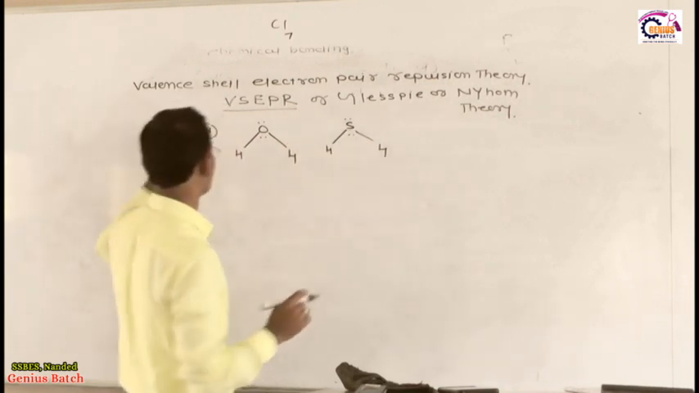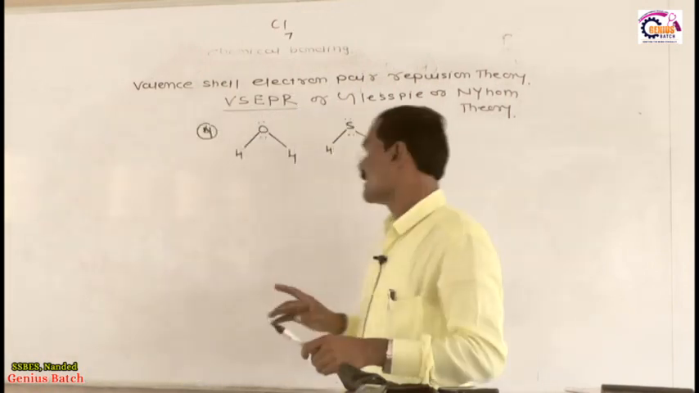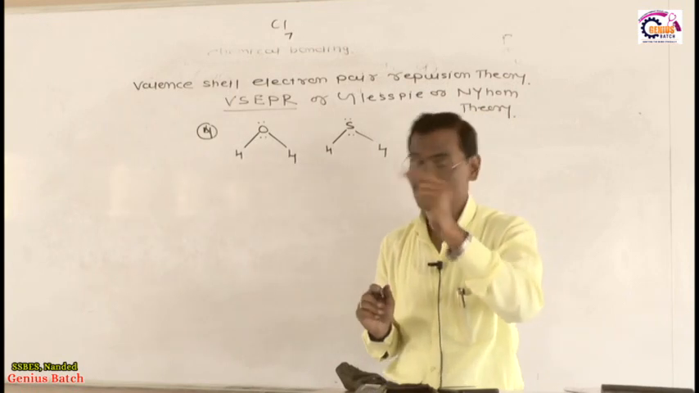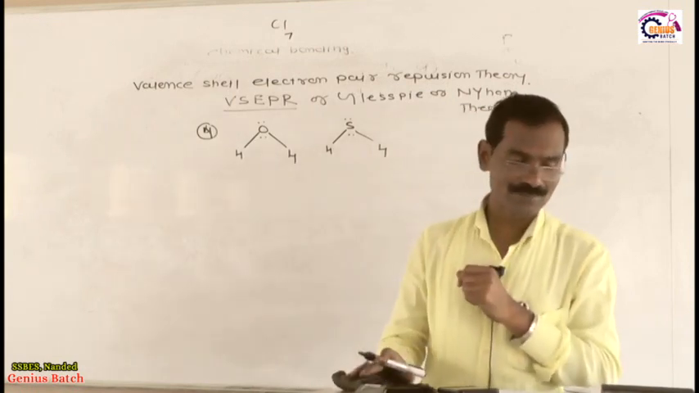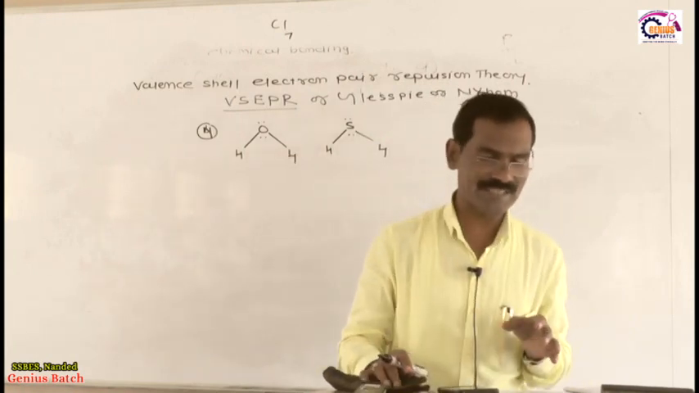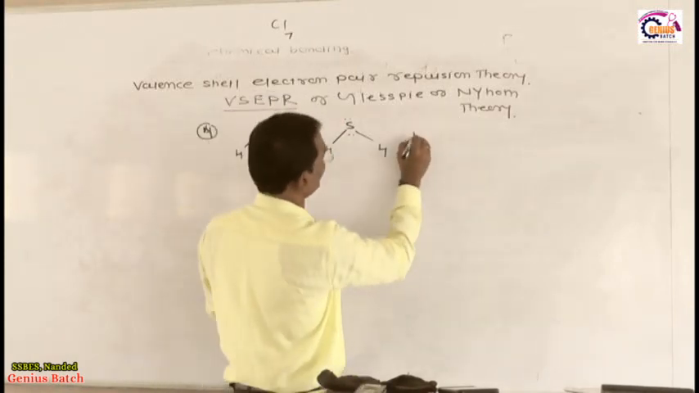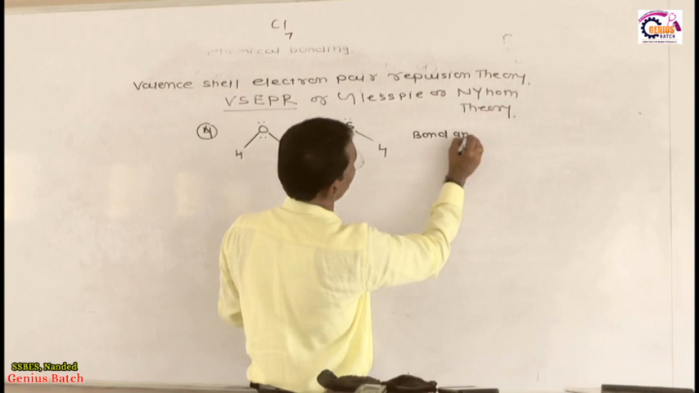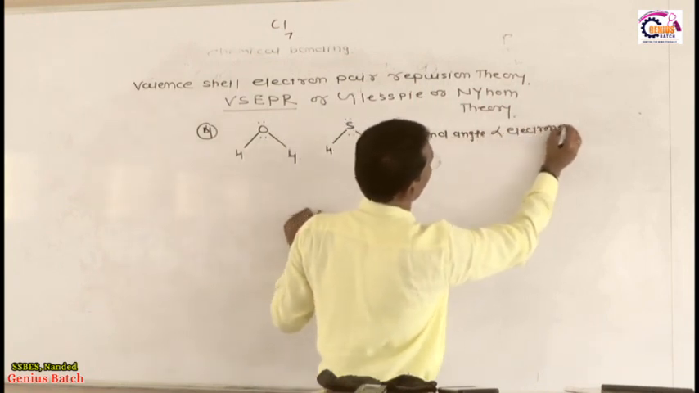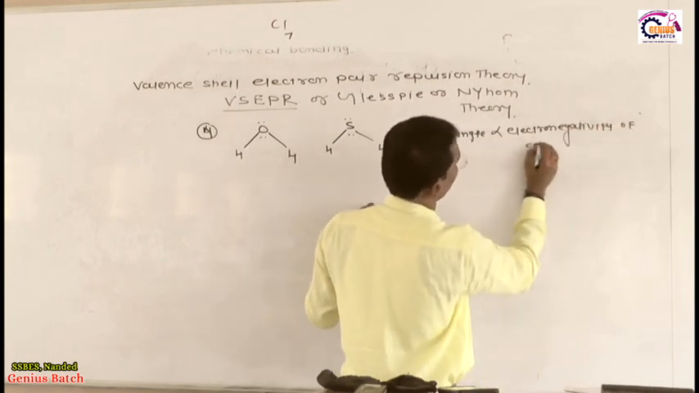Now dear student, what is the fourth case? These are two different central atoms which contain the same number of lone pairs with the same side atoms. Then the bond angle depends on electronegativity. It means in short we say that, listen very carefully, bond angle is directly proportional to the electronegativity of the central atom.